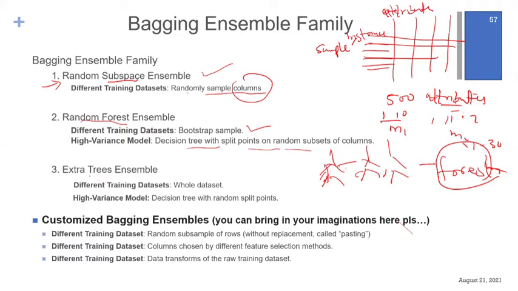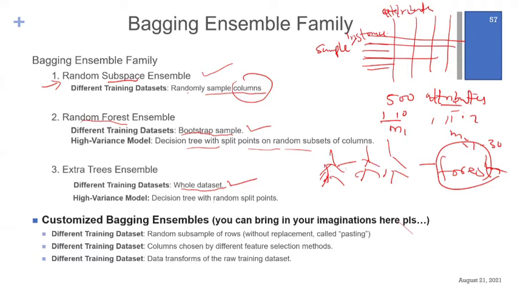The third family type of bagging is called the extra trees ensemble. In the extra trees ensemble, we have a different training data set. Take note of this: we have the whole data set to be used. However, the high variance model is to use the decision tree with random split point. The difference is that the other one has a bootstrap sample. We are randomizing those samples, but in this case, we are using the complete data set. The whole training data set will be used.